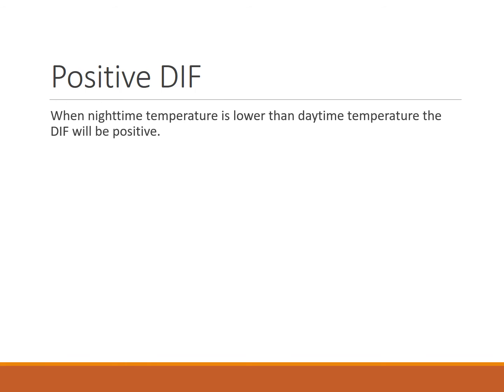Okay, when nighttime temperature is lower than daytime temperature, the diff will be positive. Just like in the example we used with the tomatoes, we had a nighttime temperature that was 68 degrees and a daytime temperature that was 80 degrees. So the daytime temperature was higher than the nighttime temperature, and in that case our diff was positive.